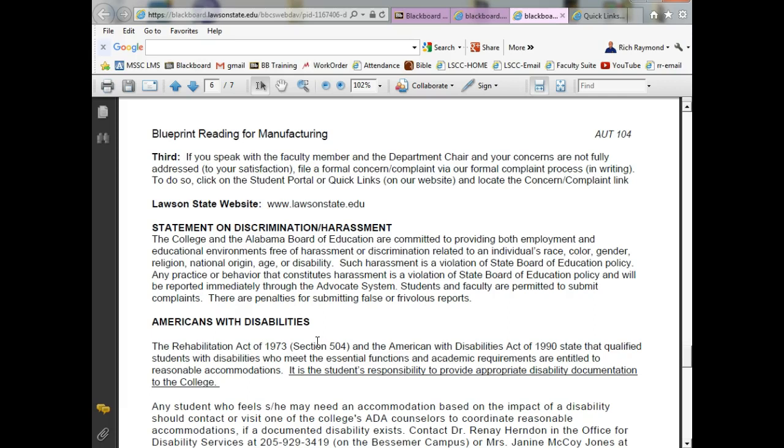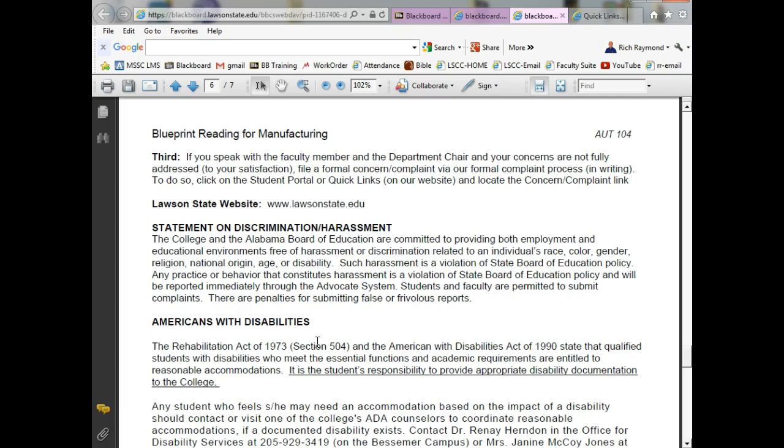Another issue is the Americans with Disabilities Act. I as an instructor cannot make special consideration for you if you have a disability unless that disability is documented. So if you need special consideration, like a wheelchair lift, or extra time to take tests, and you've got a disability that's documented, on this campus you need to talk to Ms. Renee Herndon. It's in the syllabus. And then she'll send me a letter saying this is what we need to do to give you a chance of being successful in the class. That's the way we have to do it.